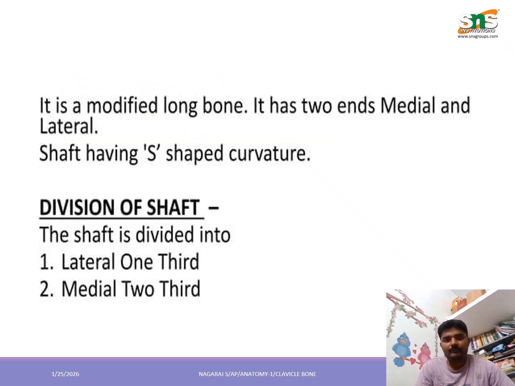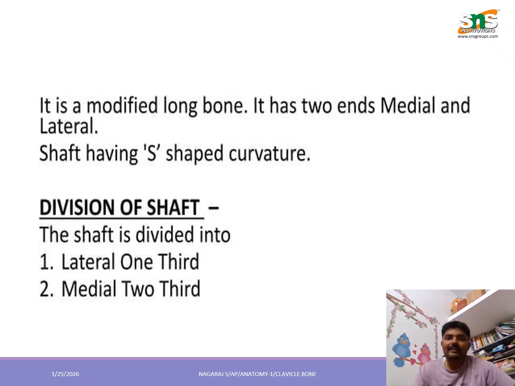Today I will talk about the clavicle bone. The clavicle is a modified long bone. It is the only long bone that is horizontally placed, whereas other long bones are vertically placed. It attaches the appendicular skeleton to the axial skeleton. It is always called the beauty bone, and it is also called the collar bone.